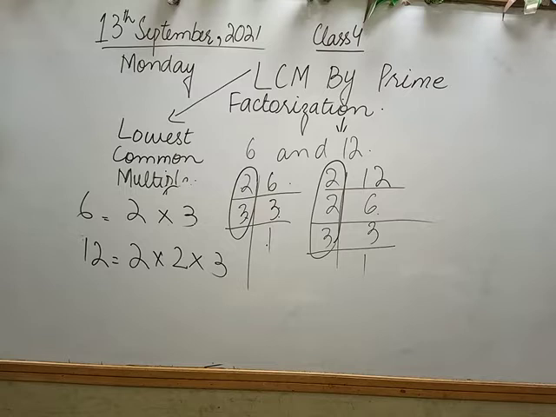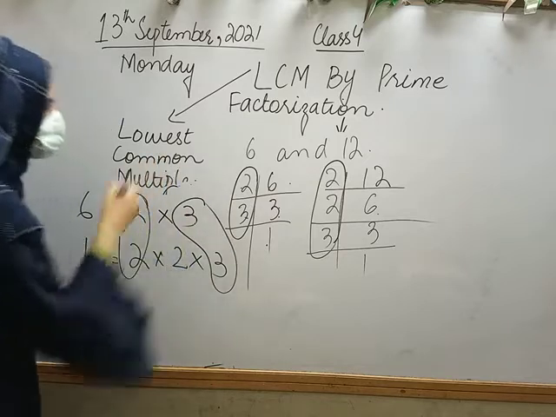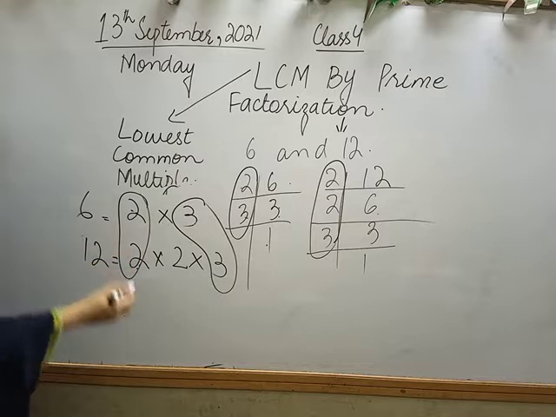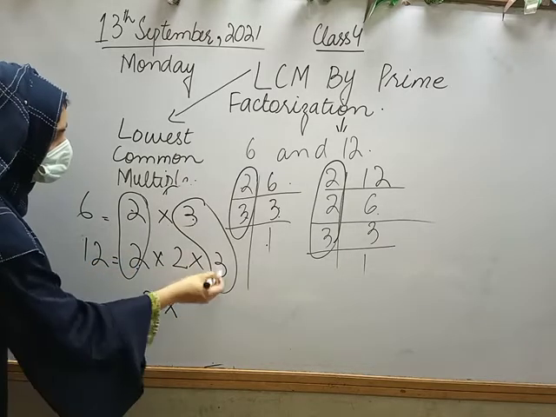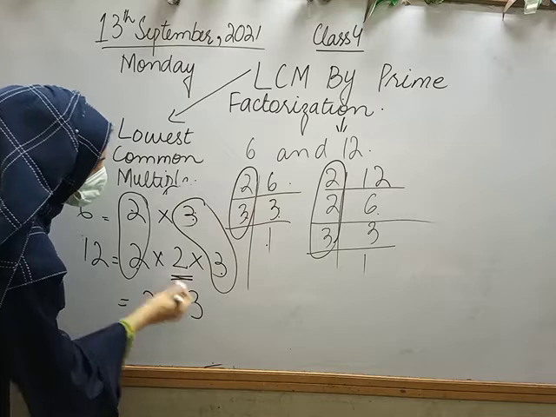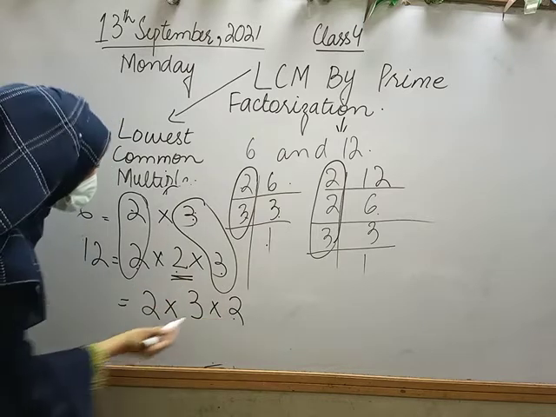But in this LCM we will first circle the numbers which are common and also multiply the numbers which are not common. Likewise, in this I will extract the numbers which are common. I will write only one time. 2 is common in both, so I will write only one time. 3 is common in both of them, so I will write only one time. And at the end I have number 2 which is uncommon. I will write only one time.